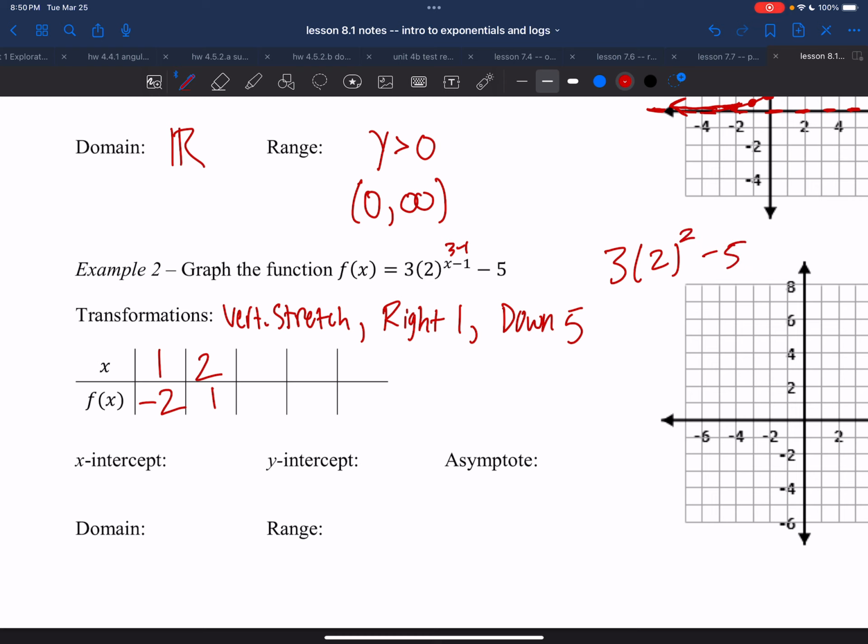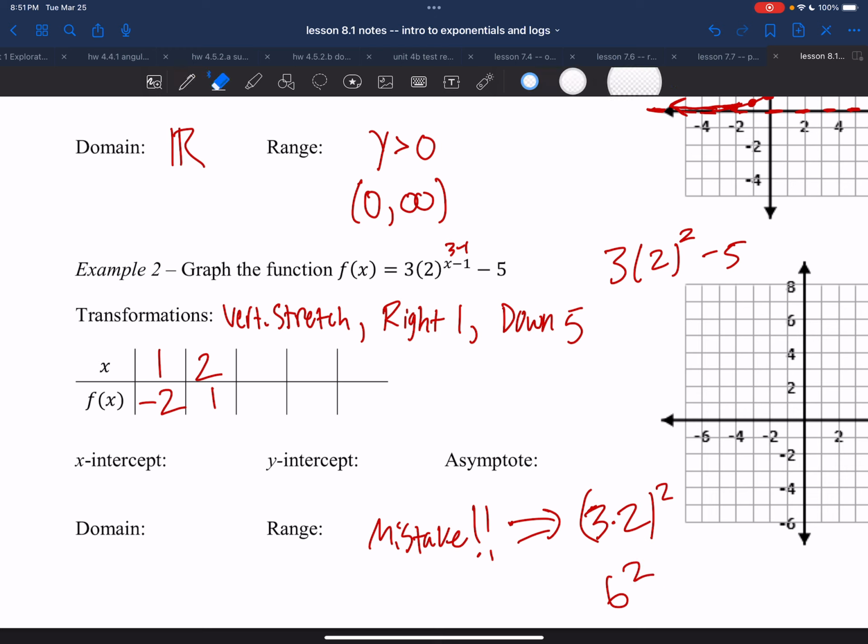And then keep in mind your order of operations here. Sometimes students mess this up. The mistake is to say that it's 3 times 2 squared, so that it's 6 squared. You don't do that. You say, I'm going to square 2 first, 3 times 4, and then minus 5. So that's 12 minus 5, which is 7. So you plug in 3, and you get out 7. Just be careful with that.